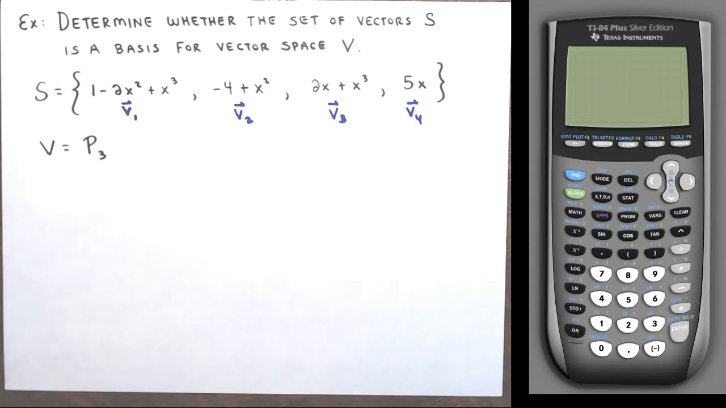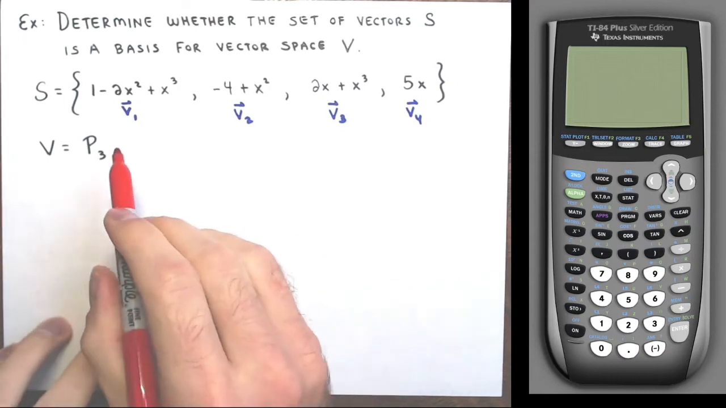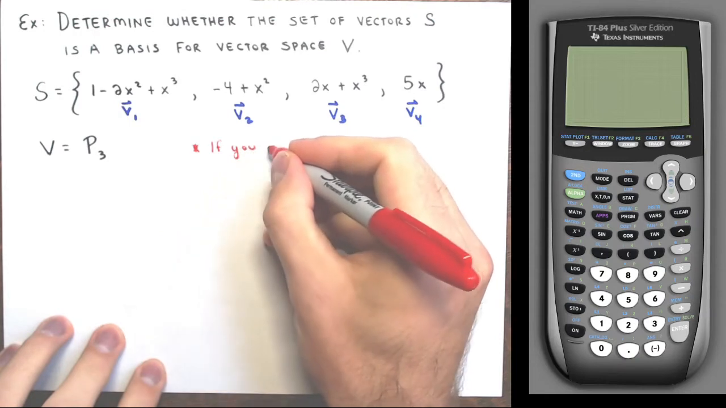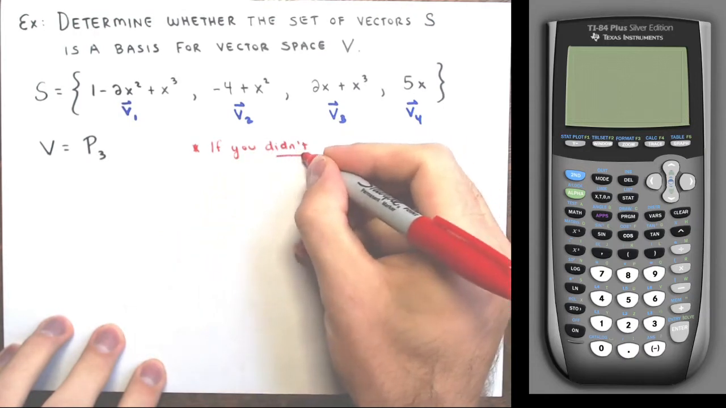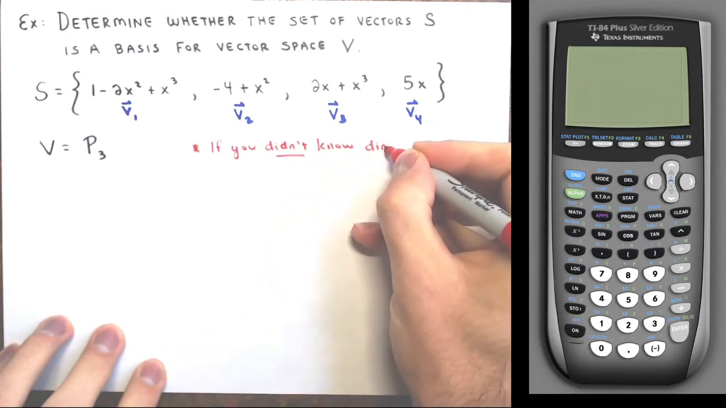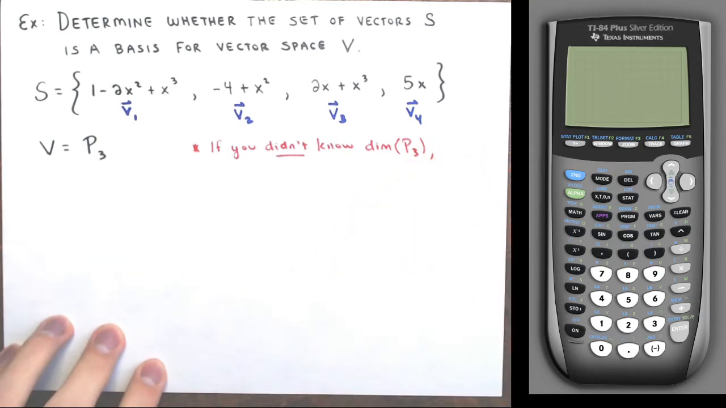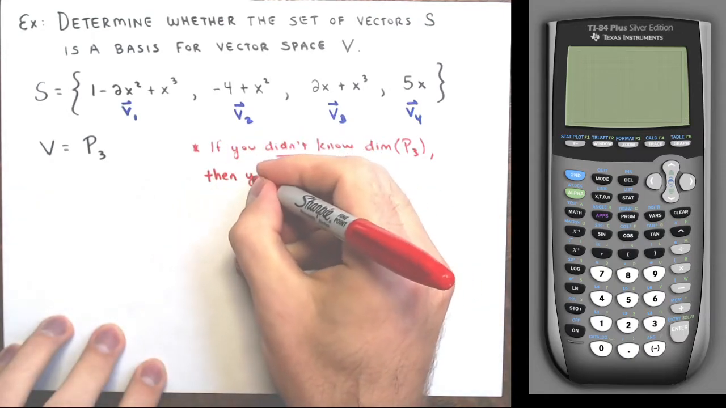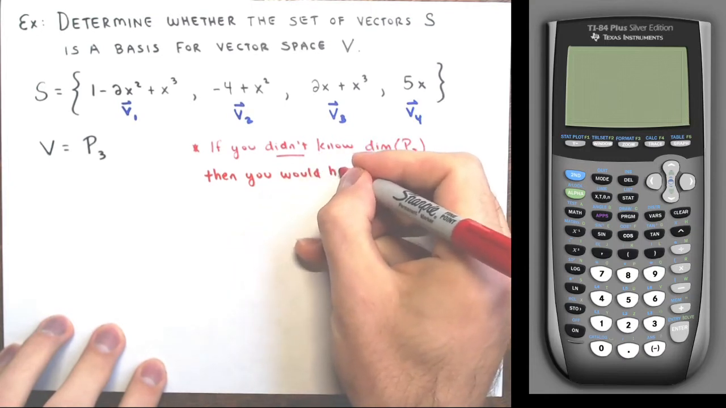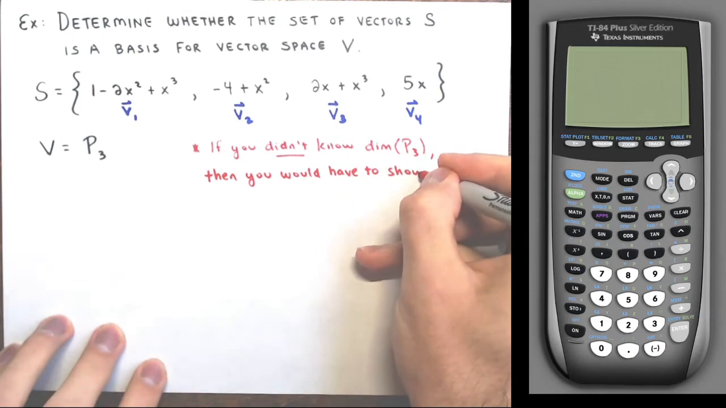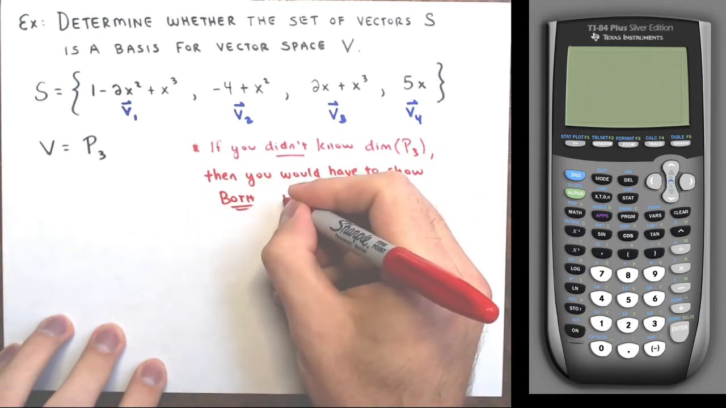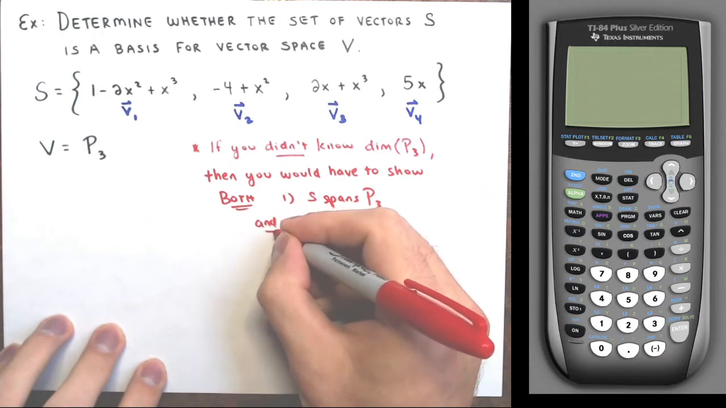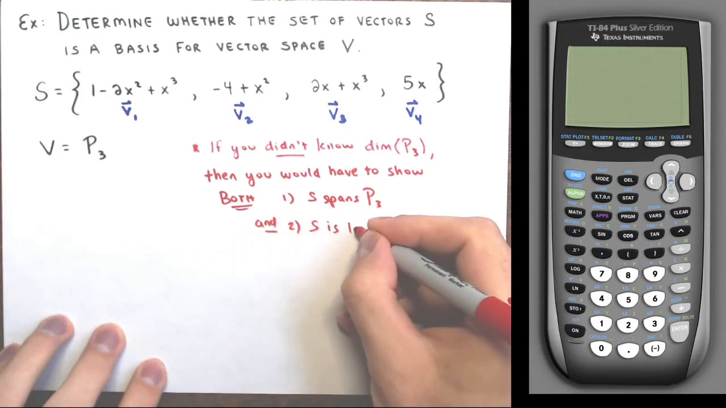Again, the reason I mentioned the result on the last page was, suppose, I'll make that note here: if you didn't know the dimension of P3, then you would have to show both that S spans P3 and that S is linearly independent.